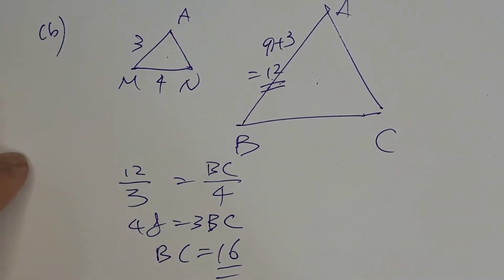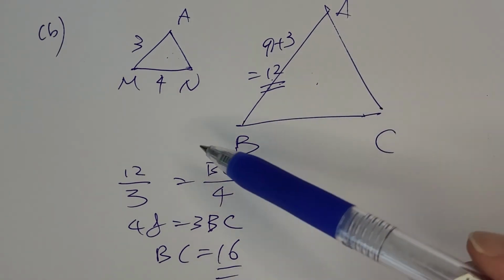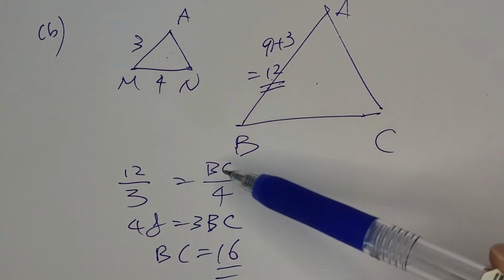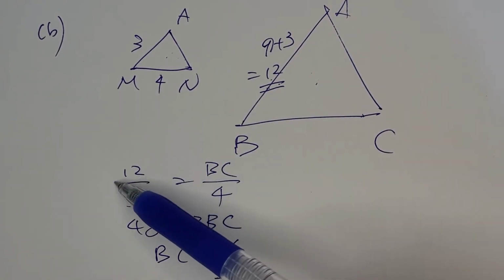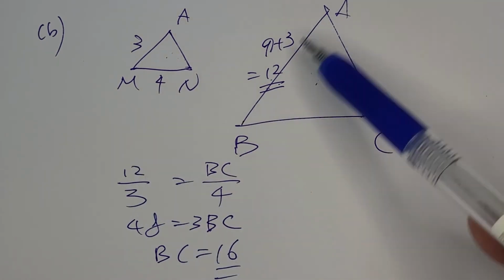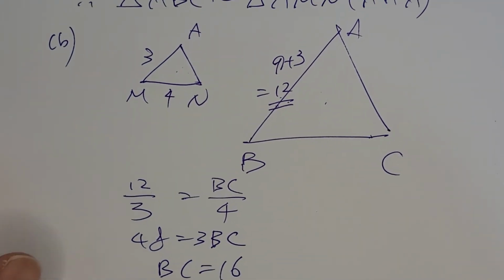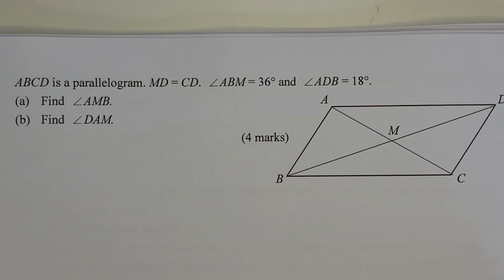One of the common mistakes is that some of you write down 9 over 3 equals BC over 4. Not true. You need to consider the whole length of the big triangle. That's AB. Alright. So go to question number 6.